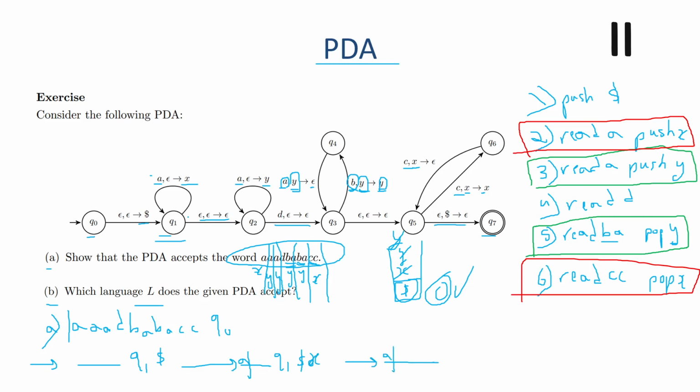I've only read the A so far. So going from Q1 to Q2, that's a free transition, and I have $1 and X in my stack. And you get the idea, right? Now I've read AA. I'm still at Q2, but in my stack, I have $1 and an X and a Y, and so on, eventually until you end up in the accepting state, which is you've read the entire string and you're at Q7 and your stack is empty. Okay, cool.